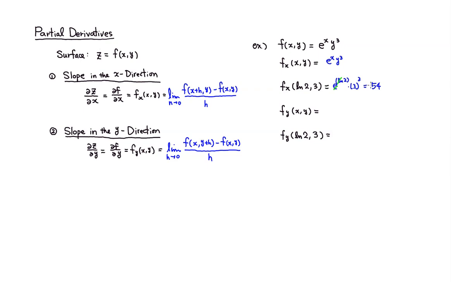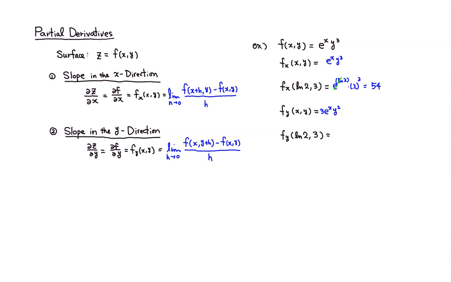Let's look at the partial derivative with respect to y. Now I'm holding x constant. So e to the x is just a number, so I'll just put the e to the x. But when you take the derivative of y cubed, it's going to be 3y squared. So we put the 3 here and the y squared. You're just holding x constant, and you take the derivative as usual with respect to y.